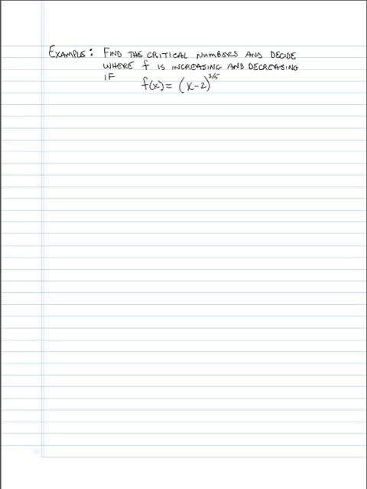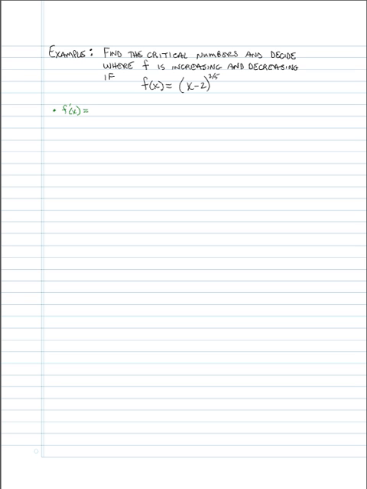Okay, we're continuing our problems about finding the intervals for which a function is increasing and decreasing. This problem says find the critical numbers and decide where f is increasing and decreasing if f of x is (x minus 2) to the power of 2/5. So as we go through here, the first thing we need to do is find the derivative, because we need to know the critical numbers.